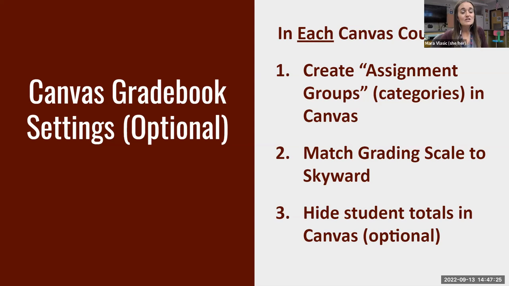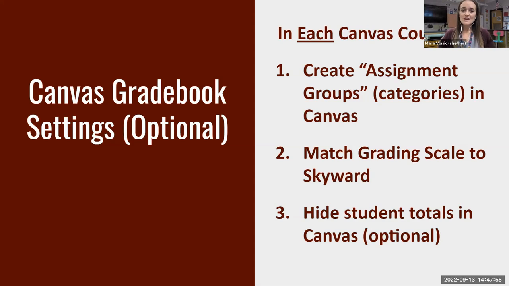So in each Canvas course, we're going to do 3 things. We're really going to do 2 things. We're going to create our categories, which are called assignment groups in Canvas. We're going to match our grading scale to Skyward. And then the third is really optional. So some teachers may have stuff in Canvas that they don't sync to Skyward. And so then we would recommend that they hide student totals in Canvas.